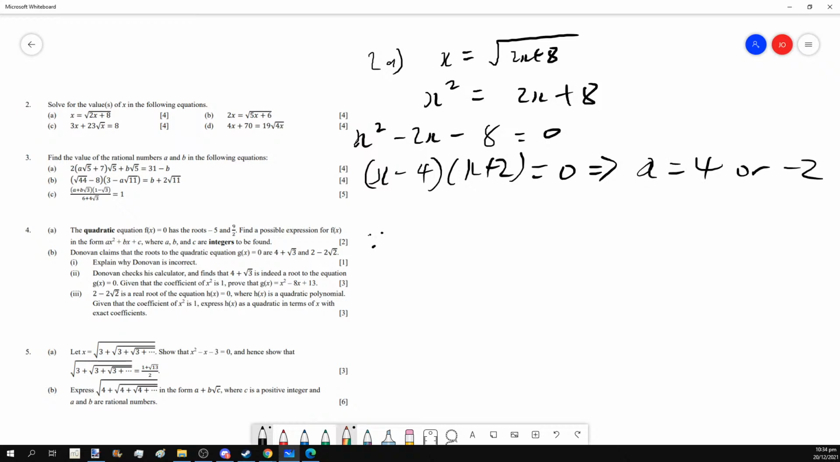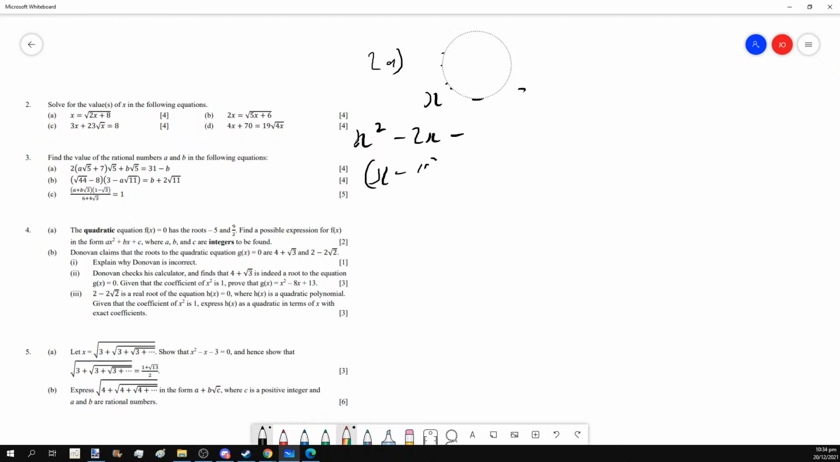Now, at this point in time, you should check back to the original question. Since x is equal to the square root of 2x plus 8, we will then be able to say that x itself is non-negative, because a square root is always non-negative. And if it is non-negative, that means that x equals to -2 must be fake news, and we will reject that. So since x equals to square root blah blah blah is greater than or equal to 0, x is equal to 4 only, and we will have to reject the answer that is pretty worthless in this context.